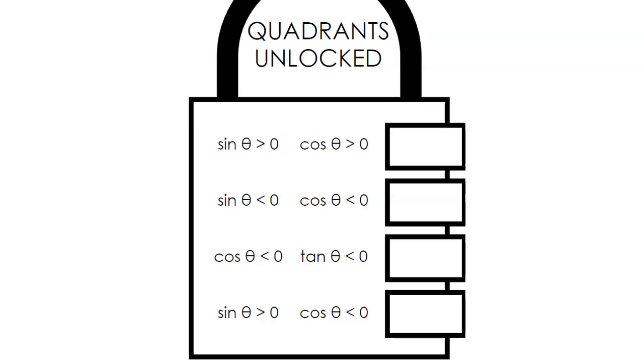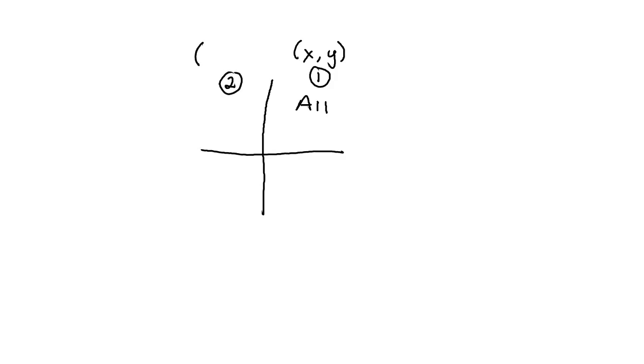If you remember from our previous lesson, we talked about figuring out in which quadrants things were positive and negative. In quadrant number 1, everything was positive because your x and your y were both positive with your trig functions. In quadrant number 2, because your x is now negative and your y is positive, anything that has an x in it is going to be negative. So the only thing that's positive is sine and its reciprocal, cosecant.